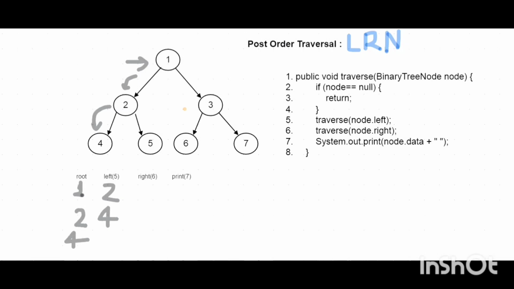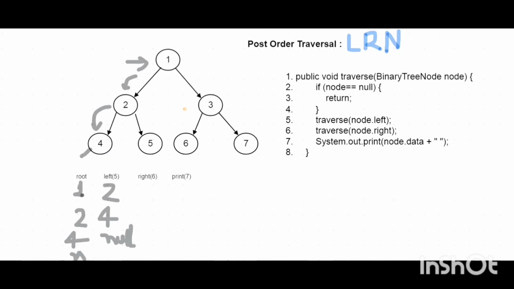For node 4, the control will come to the line number 2. Node is not null, so control will go to line number 5. From the line number 5, node 4's left child will be passed to the traverse method. On the left side, we don't have any child or we have null, so null will be passed to the traverse method. I'll just write n for null.